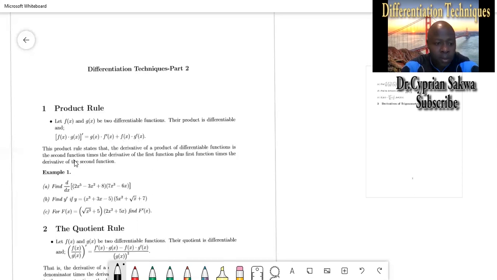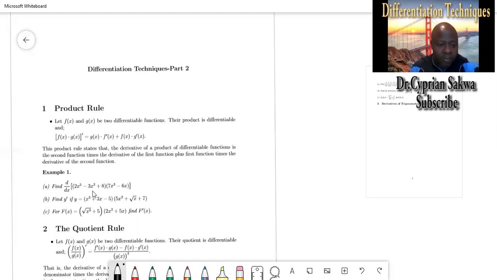So we look at examples, but we must know the definition. This is the first function and this is the second function. So the derivative of their product would be the second function times the derivative of the first function plus the first function times the derivative of the second function. We look at examples, and we'll be applying the product rule where there is a product of functions.